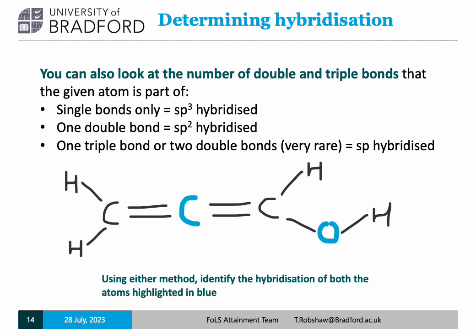So here's a challenge for you. Pause the video here and have a go at this practice problem. Using either of the methods that we've just covered, I want you to try and determine what the hybridization is of both of the atoms highlighted in blue. So the carbon in the middle and the oxygen on the right hand side. So pause the video now, have a think about that, and then resume when you're ready.